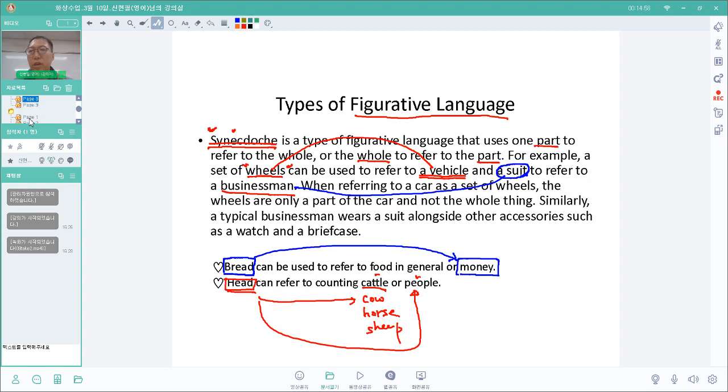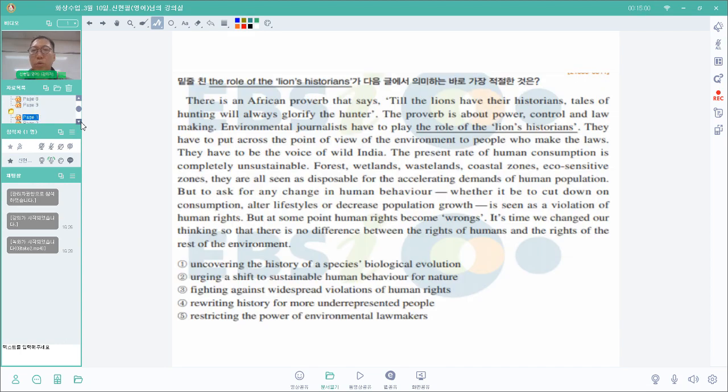Okay? So let's check out an actual question, chapter 3, using a Synecdoche. Okay? So the gateway passage is asking us to find the meaning of the sentence, the role of the lion's historians. We're supposed to find the meaning of this sentence. Okay? The role of lion's historians. And here, lion is also an example of Synecdoche. Okay, so while we try to solve the question, let's try to find what the lion represents in this passage.